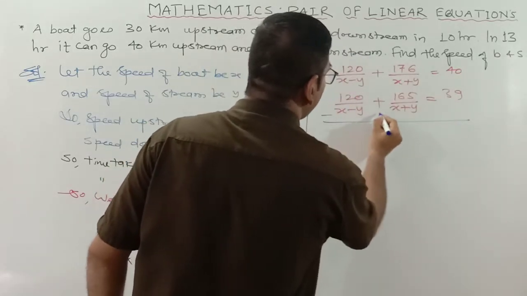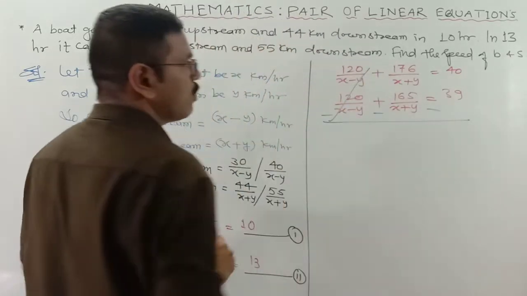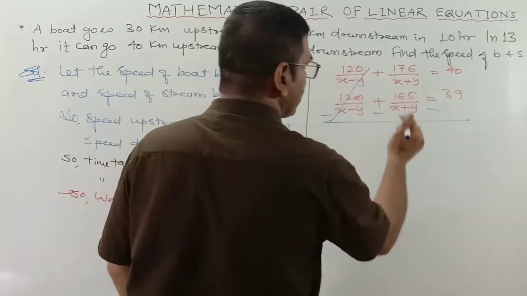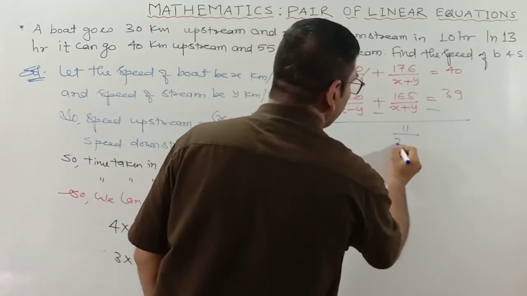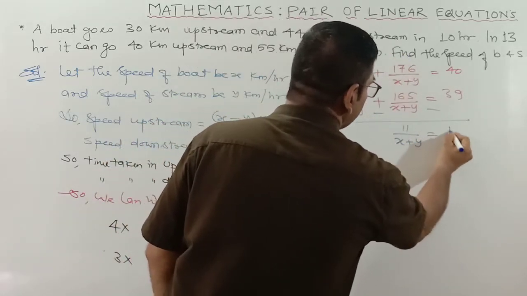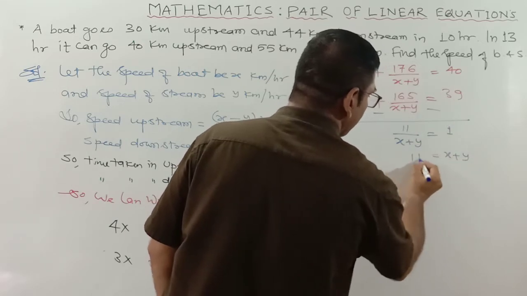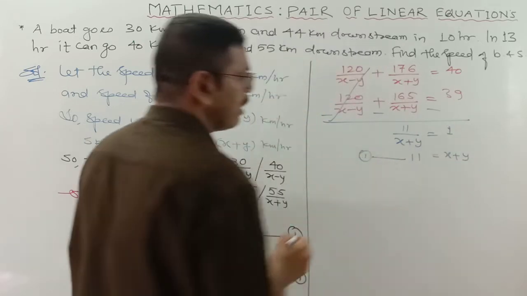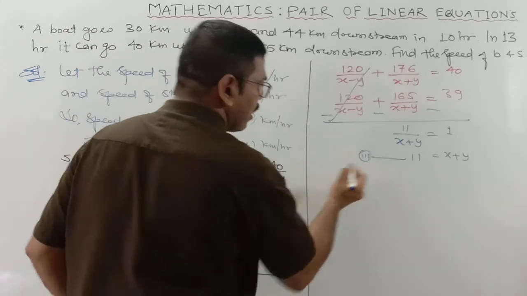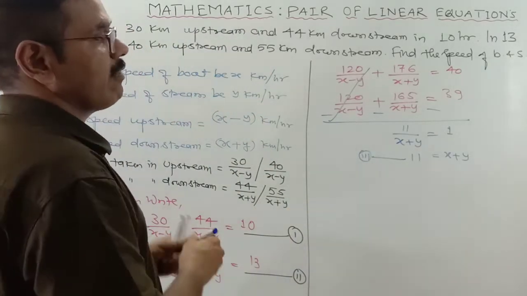What we'll get is minus minus minus. This will get cancelled down. 176 minus 165 is 11 upon x plus y, and that is 1. So that x plus y will move there. x plus y is equal to 11. It is equation number 3rd. And this is our real equation exactly.